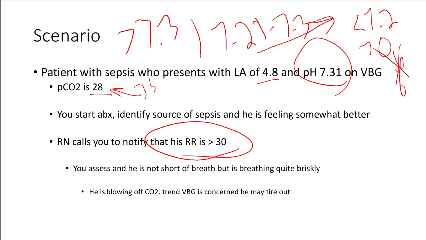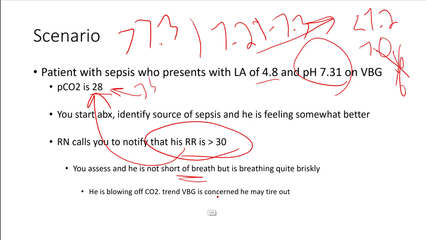He's telling you, I feel good, doc. And you're asking him about shortness of breath, and he says, nope, I'm not short of breath at all. And if your lactate is that high, that's probably because, guess what, you're compensating. And in this context, that PCO2 probably should have been lower. It looks like he's compensating quite well.